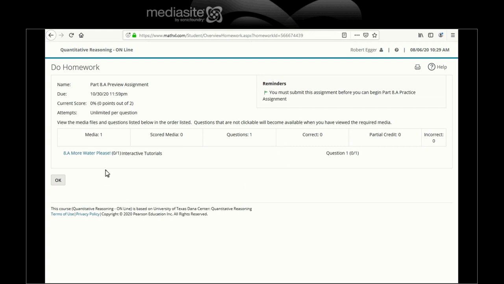8A is going to be, so we're going to start covering graphing. It's titled 8A More Water Please, but we are starting to work on how to graph data. And we have two types of possible graphs. We have linear and we have nonlinear.